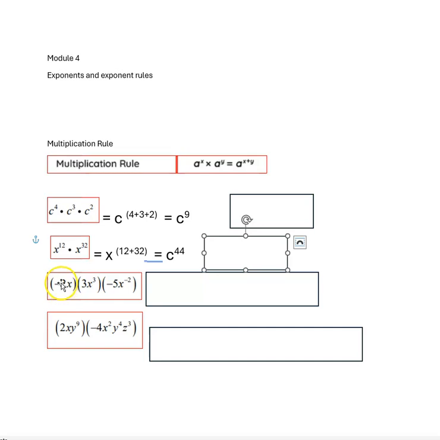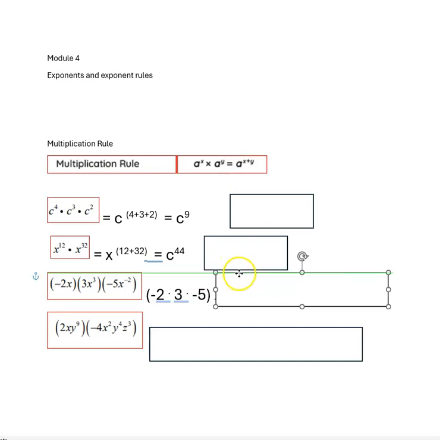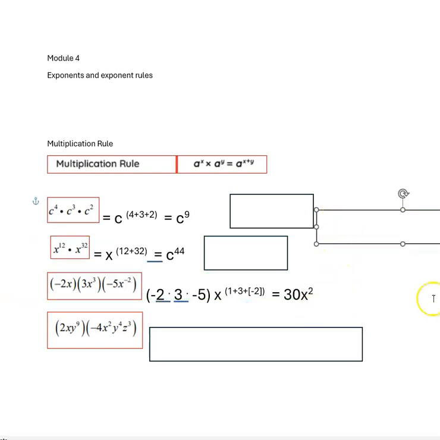Now, if we have coefficients in front, we do something a little bit different. The coefficients up front are still multiplied. Those numbers are multiplied like normal. So I would do -2 times 3 times -5. But when it comes to the exponents, I need to add them. And look what I have here. Over the x, I have a 1. It's understood there's a 1 there. So it's 1 plus 3 plus -2. And then that would come to 30x to the second power.